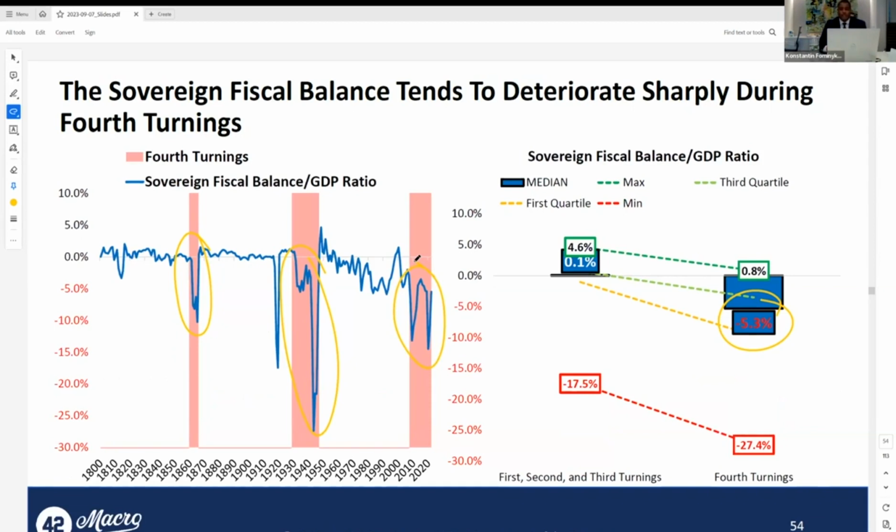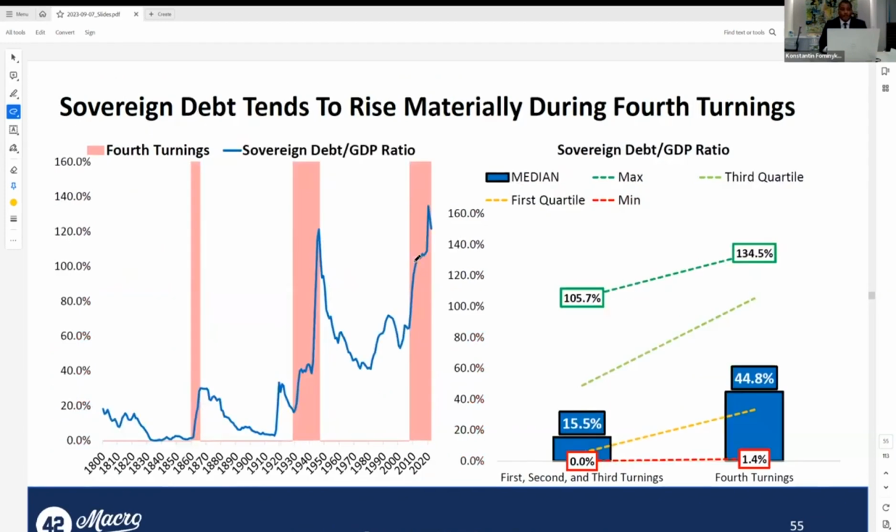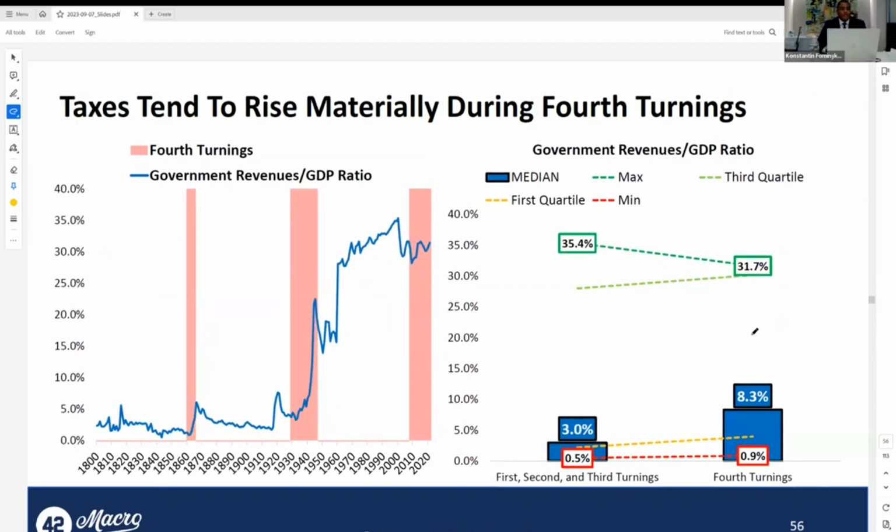And what we tend to see is a sharp reduction in the sovereign fiscal balance as a percent of nominal GDP in these fourth turning events. Sovereign debt, obviously, as a consequence, tends to rise materially in fourth turnings. You typically see that as well, with a much higher sovereign debt to GDP ratio in fourth turnings relative to the baseline. Taxes tend to rise materially during fourth turnings. So if you look at government revenues divided by GDP, we typically see that rising during fourth turnings, and obviously it's much higher in fourth turnings relative to the baseline.